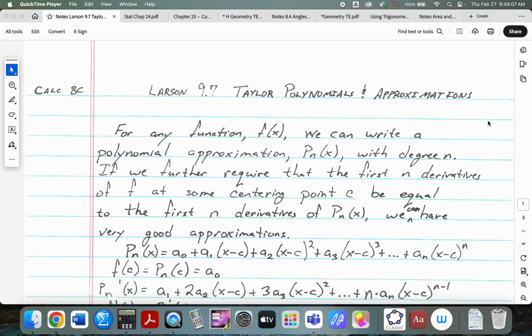So we're going to look at Taylor polynomials and approximations. Before we leap into all the words here, and there's a lot here, remember that one of the things we did pretty early on is we said, if we have a function like this and we were to draw the tangent line, as long as we were really close to this point, the tangent line's a pretty good approximator.